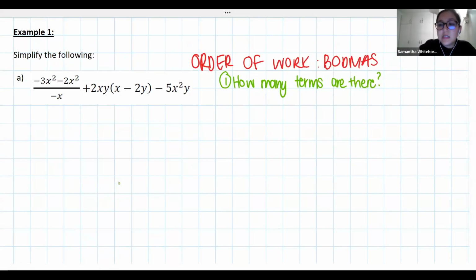When we are identifying our terms, we are looking for plus and minus signs that separate the terms. We ignore the plus and minus signs inside brackets and inside fractions, because fractions and brackets are quite similar, but everything outside of a bracket or a fraction will separate terms.